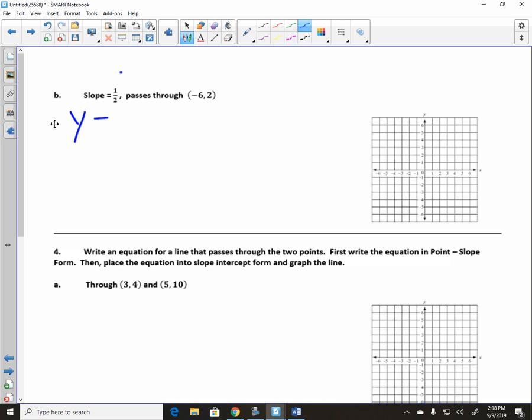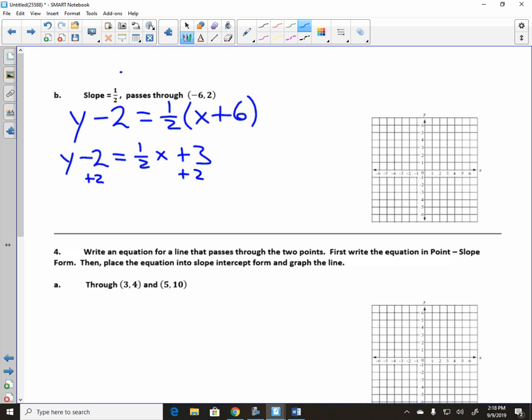Y minus what? 2 equals 1/2 times x plus 6. Very good. Distribute the 1/2. Y minus 2 equals 1/2 x. 1/2 times 6 is 3. Add the 2 to both sides. Y is 1/2 x plus 5.